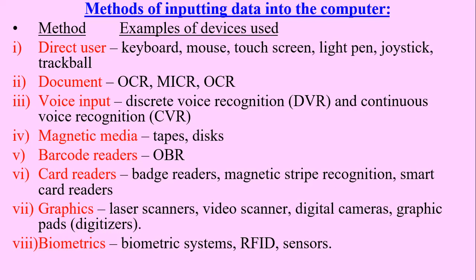The fifth method is barcode readers. This includes the OMBR. The sixth method is the use of card readers. It includes use of punch readers, magnetic stripe recognition, and smart card readers. The seventh method is graphics. There is a use of devices such as laser scanners, video scanner, digital camera, graphic pens, also called digitizers. And the other method is the use of biometrics. Biometric systems, RFID, and sensors are used in this method.